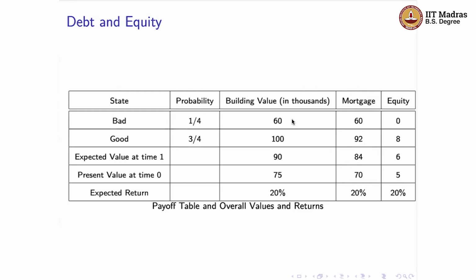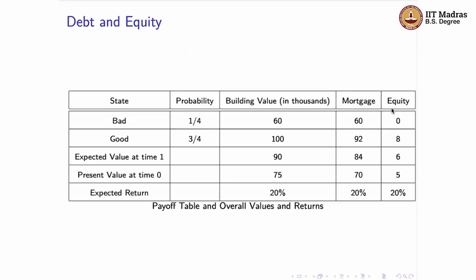So based on these numbers, we can calculate the expected value at time 1. The expected value of the whole building is going to be equal to 90,000, and the expected value of the mortgage is going to be equal to 84,000. We again get that by 1/4 times 60,000 plus 3/4 times 92,000. And from there, we can also calculate the expected value of the equity, which is basically 6,000, right? So you can notice again that this 90 can be split up into 84 plus 6, corresponding to the amount going to the mortgage holder and the amount going to the equity holder, right?